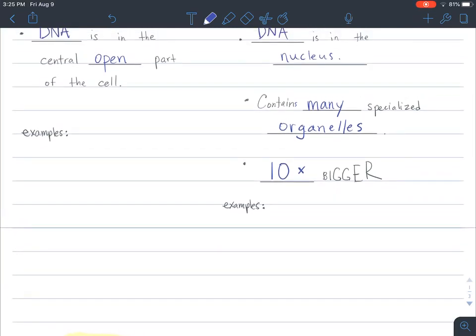So eukaryotic cells, some examples of those, anything from any type of plant cell or any type of animal cell, and even fungi actually also are eukaryotic organisms. So I think you're all pretty familiar with those.